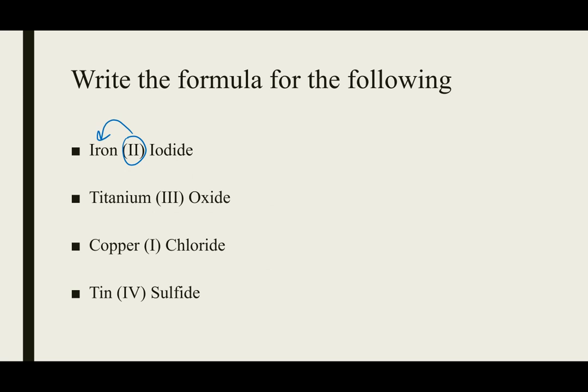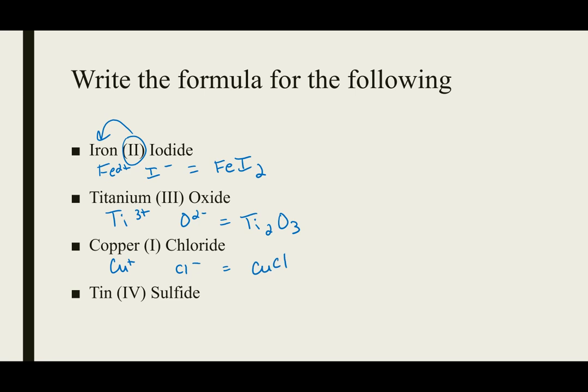So iron 2 iodide means that my iron's a +2. Iodide is a -1. So FeI2. Titanium 3 oxide, that means the charge of my titanium is a +3. Oxygen's a -2. So Ti2O3. Copper 1 chloride, same thing. Write out the charges. I just did the wrong thing. Plus is what that's supposed to be. Cl minus, so it's +1 -1, so CuCl.